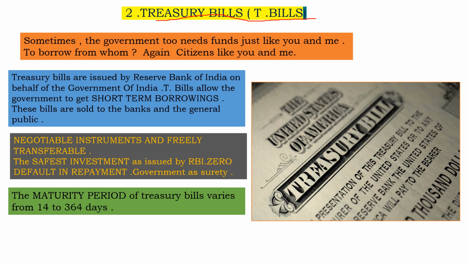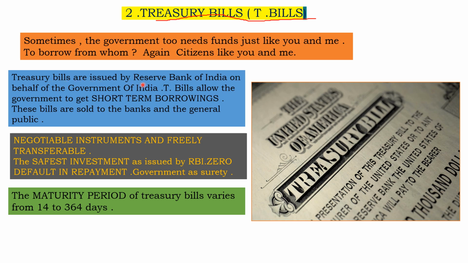Let's come to the point. Sometimes the government too needs funds. Like we common people need funds, similarly, the government also needs funds. Now, from where will it borrow? From whom will the government borrow? Again, it will borrow from citizens like you and me, because when we all give the money, it will be a huge amount. So sometimes the government needs funds and it borrows from citizens. This is why treasury bills come into force.